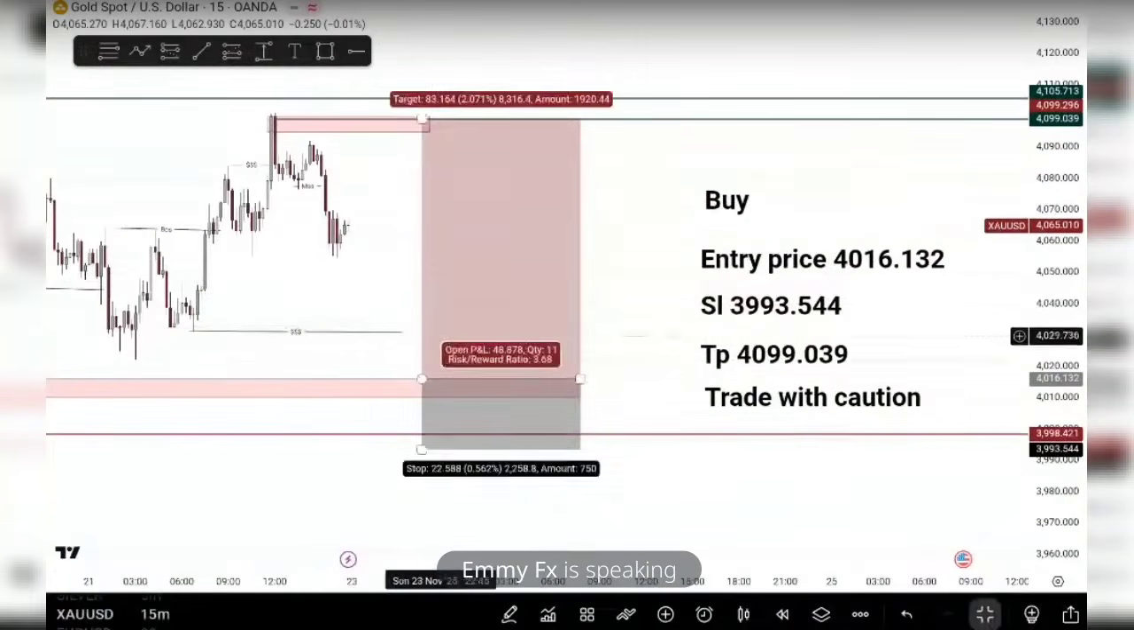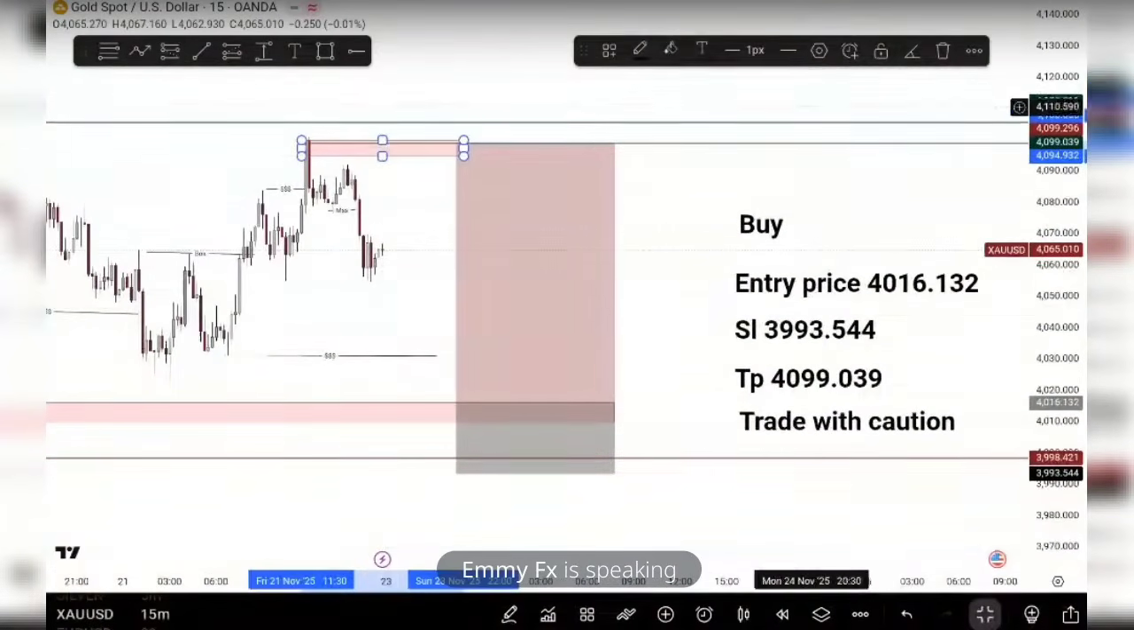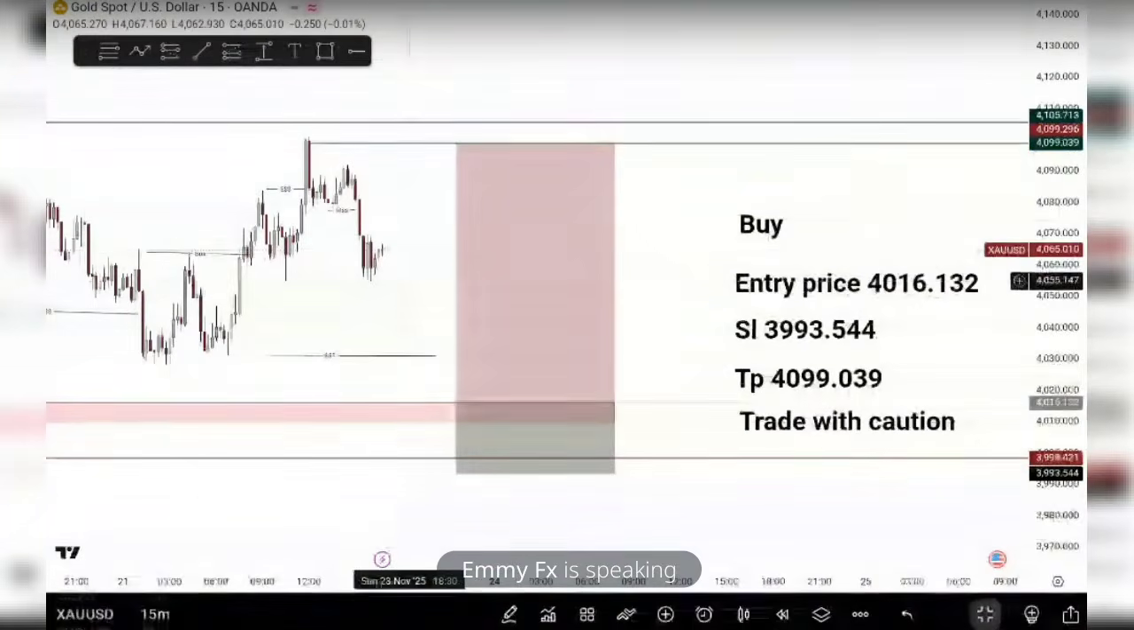So here are the coordinates. And please don't forget to trade with caution.